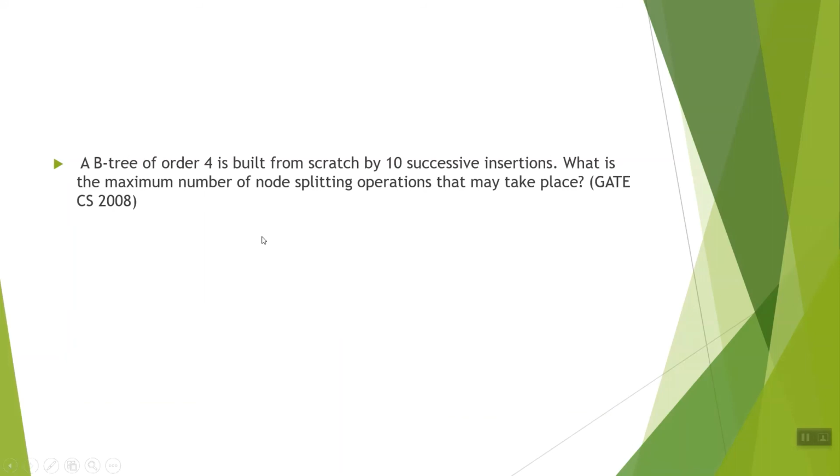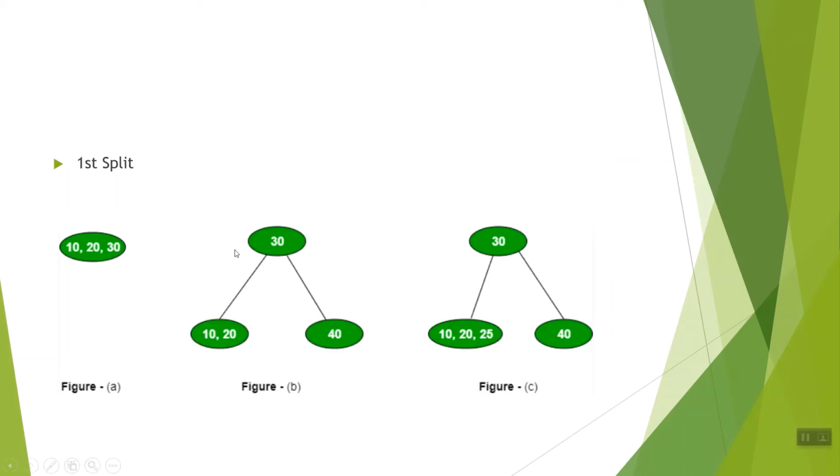The next question is, a B tree of order 4 is built from scratch by 10 successive insertions. What is the maximum number of node splitting operations that may take place? So the catch of this question is, they have not given you the keys. You have to decide what are the 10 keys you will insert so that you can have the maximum number of splits. So first we are choosing 10, 20, 30 just arbitrarily.